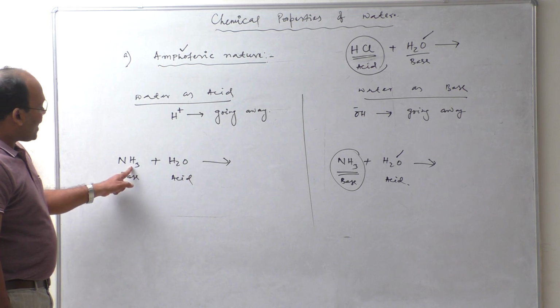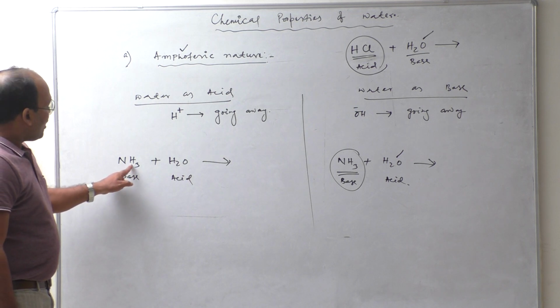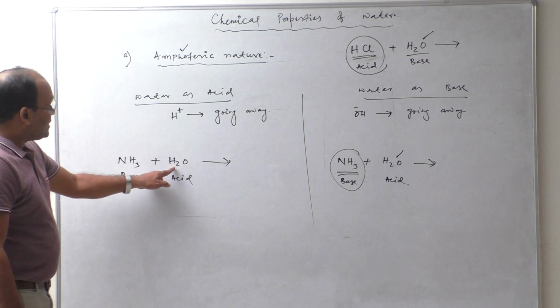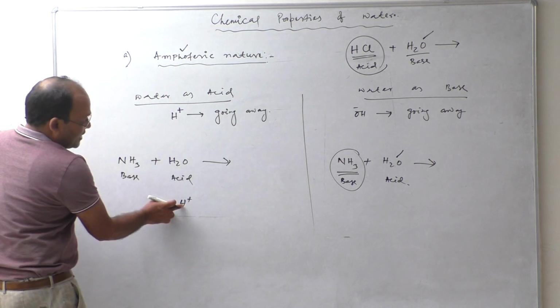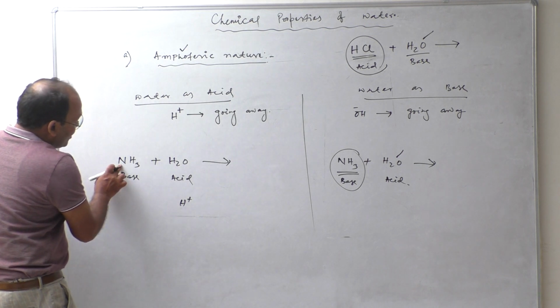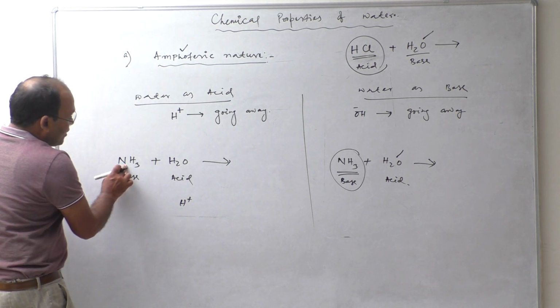If H plus is added here, then what will happen? The H plus means that this will give the proton. H plus means there is no electron here. And in this case what will happen? Hydrogen will be attached here.